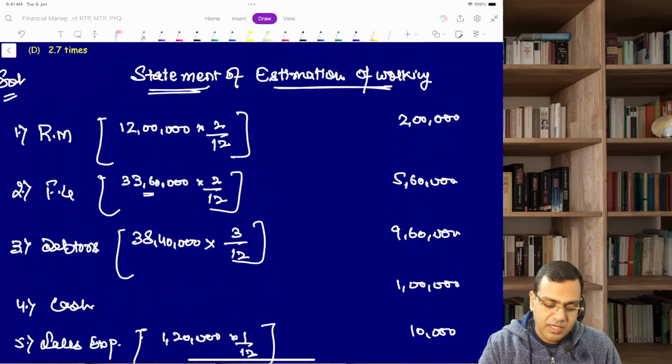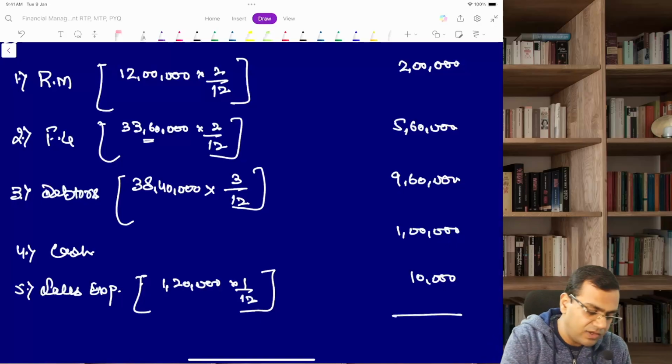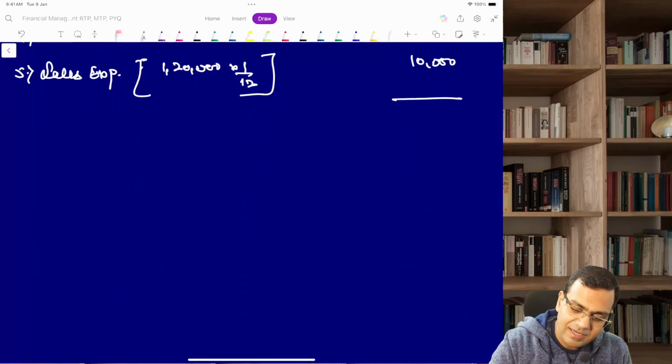That's it from the current asset side. So the total of this will give you what? Gross working capital. 2 lakh plus 5,60,000 plus 9,60,000 plus 1,10,000. So that comes to 18,30,000. This is your gross working capital.